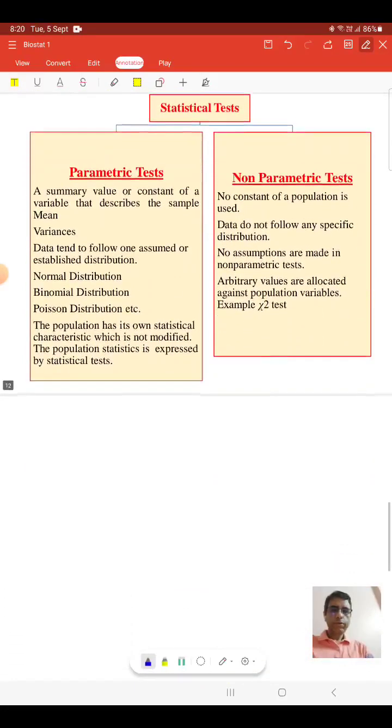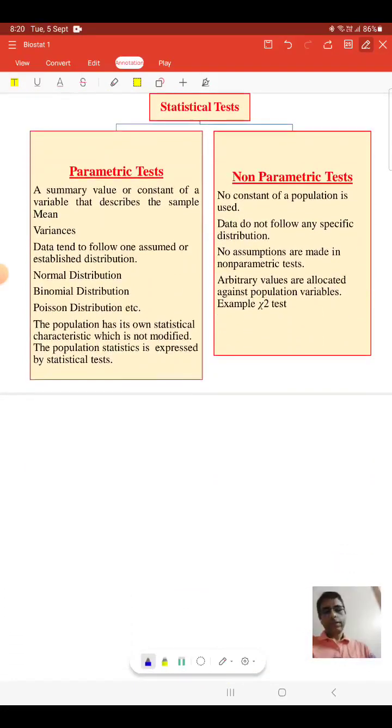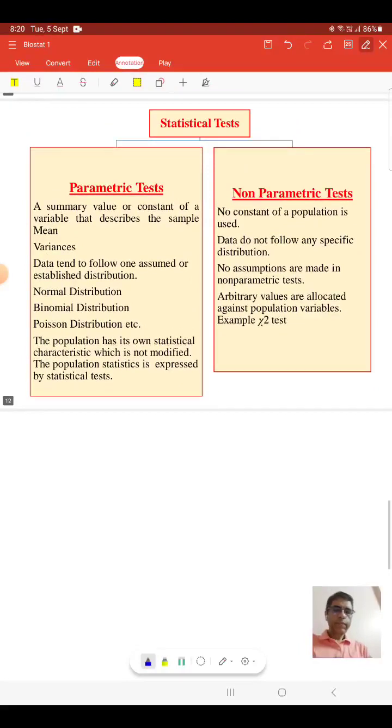Now moving on to statistical tests based on the parameters of the population. The statistical tests are broadly divided into two categories. One is parametric test, next is non-parametric test. So what is parametric test?